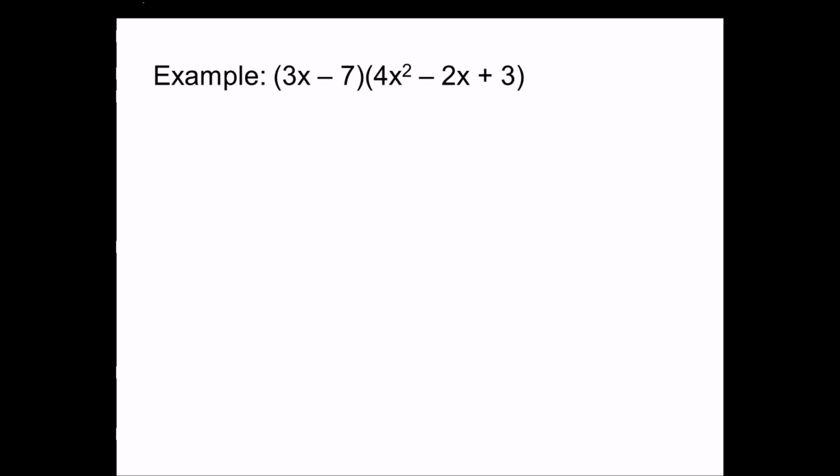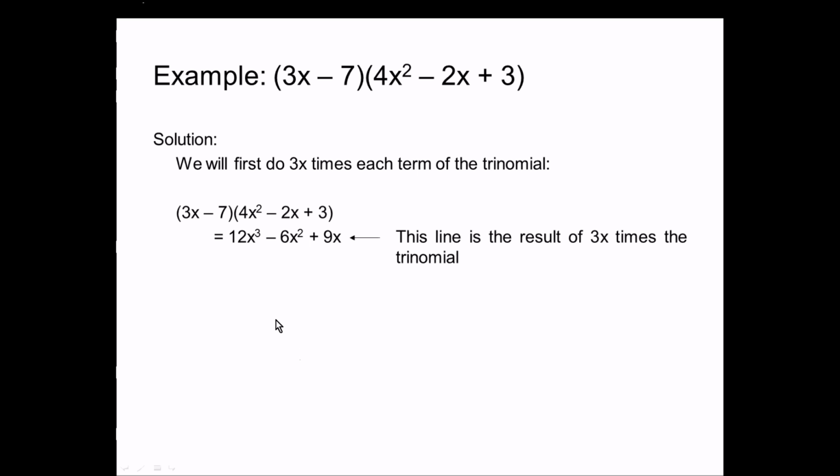I've got 3x minus 7 times 4x squared minus 2x plus 3. So I've got a binomial times a trinomial. Whether it does or it doesn't, it's supposed to make you think of 37 times 423. So we will first do 3x times each term of the trinomial. So I'm going to distribute 3x to each one of these terms. So I'm going to get 12x cubed, right? 1 plus 2 is 3. Then minus 6x squared plus 9x. So this comes from 3x times each one of those terms.